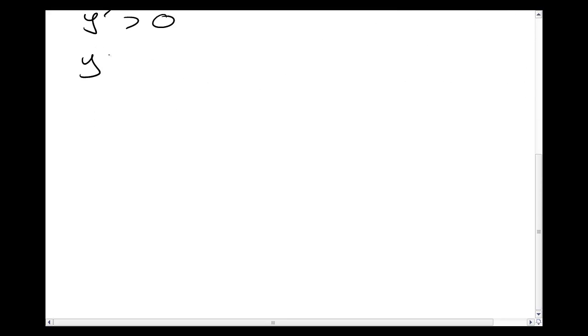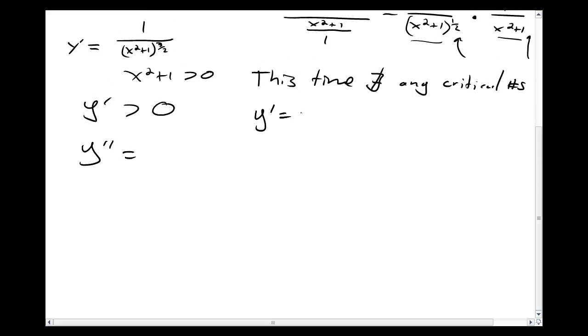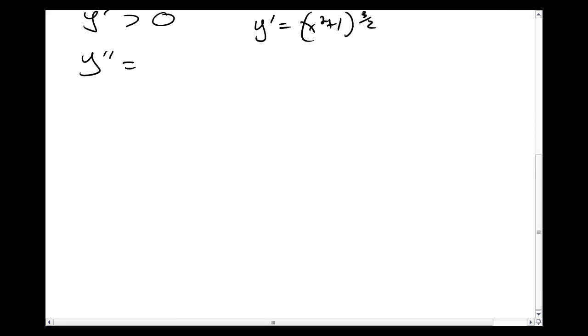Alright, so I know my first derivative. I can calculate my second derivative. To calculate the second derivative, I'm going to take a special form of my first derivative. I'm going to do some algebra on it and convert it to be an x squared plus 1 to the 3/2, which is kind of nice.